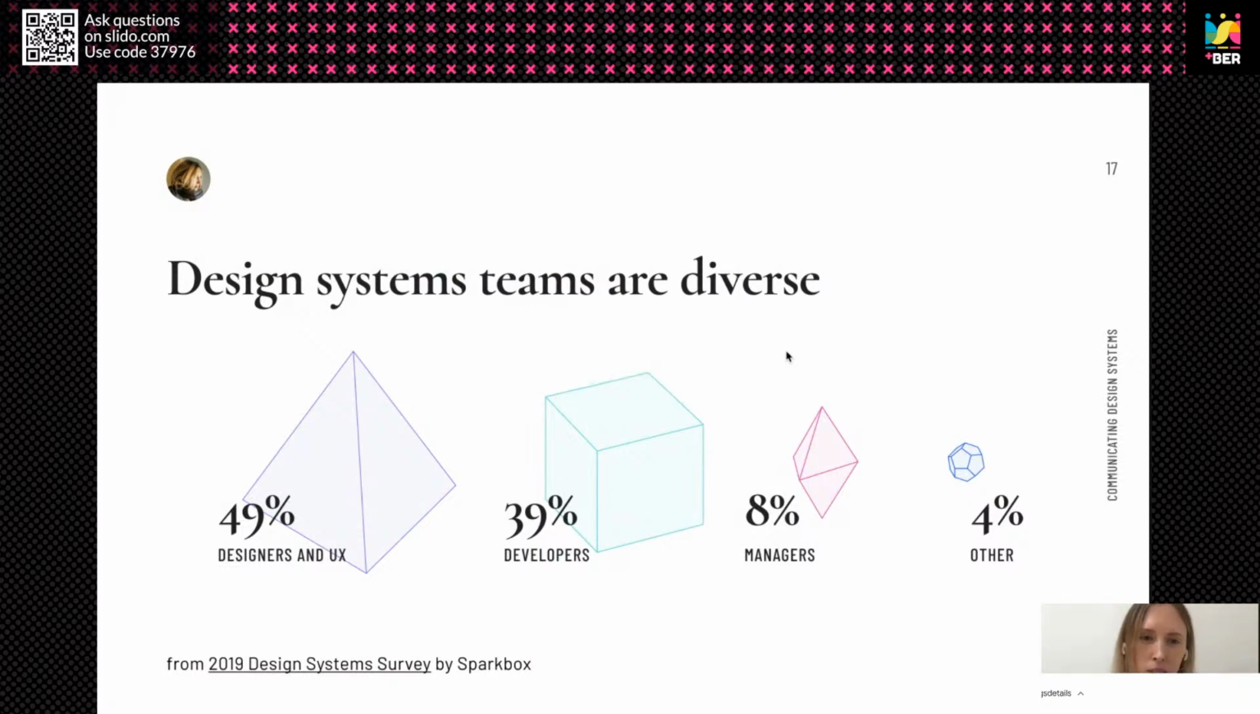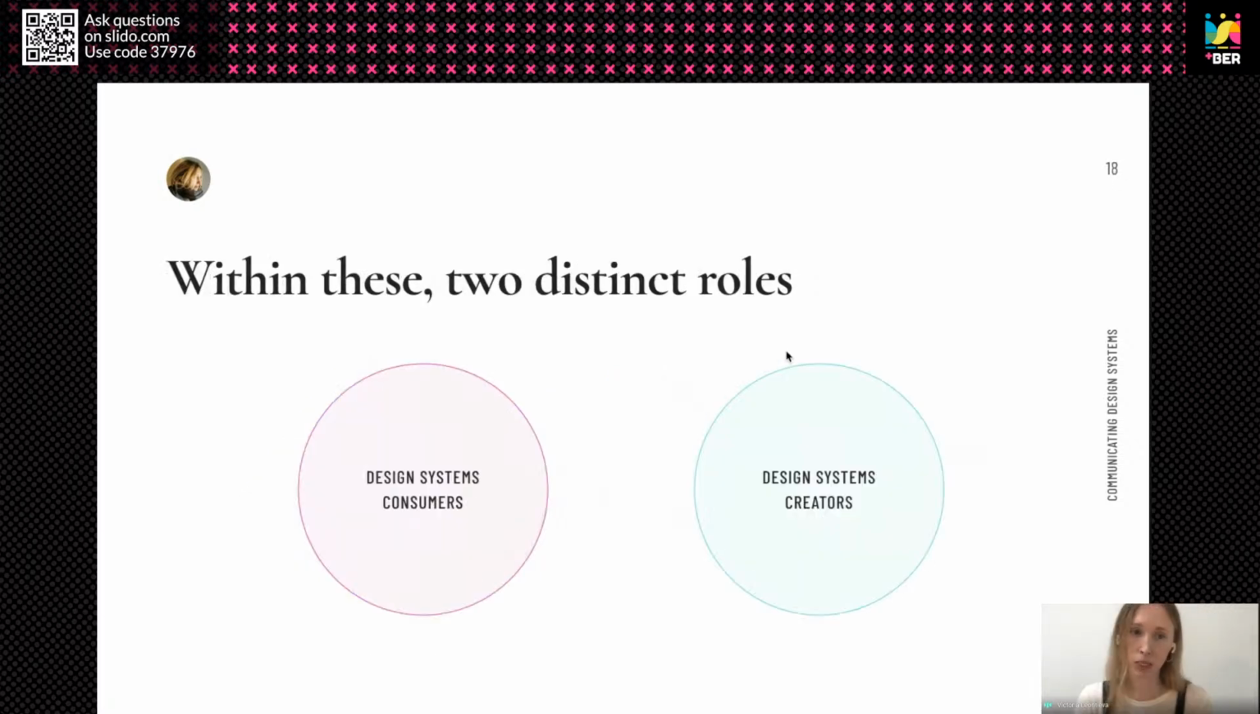So design systems teams are also very diverse. This is the 2019 design systems survey by Sparkbox. We have teams comprised of 49% designers and UX professionals, 39% developers, 8% managers, and 4% others. And within these, we have two very distinct roles: design system consumers and design system creators.